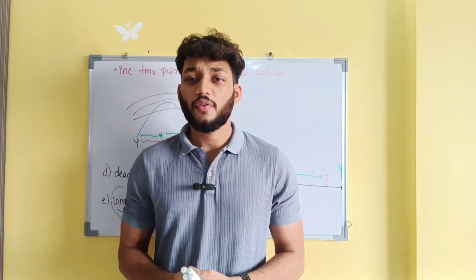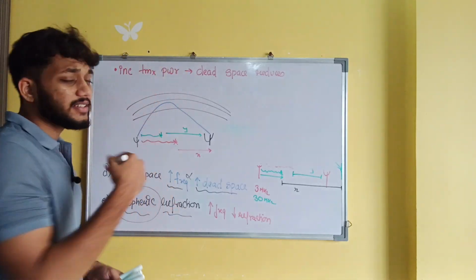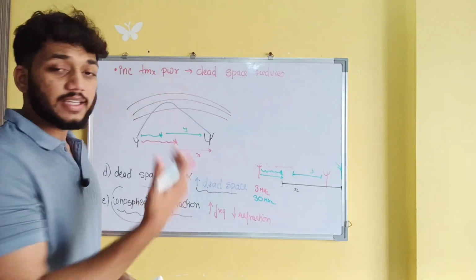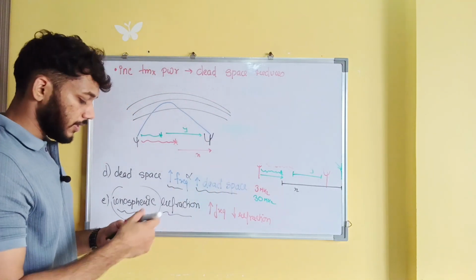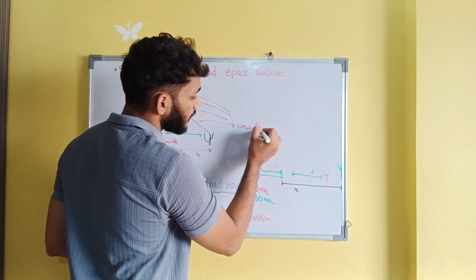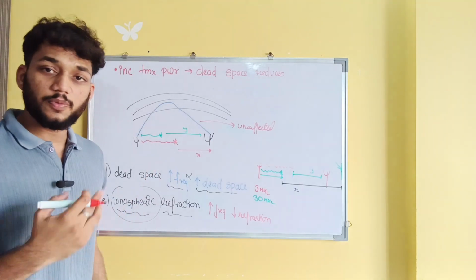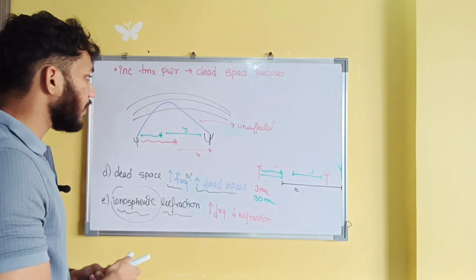So now before moving forward, there is one more point which is very important to remember, which is increase in transmission power. What happens to our dead space? So if we increase our transmission power, our dead space reduces. Now let us see how. So basically sky wave is unaffected with a change in transmission power. So our skip distance would be same irrespective of us increasing or decreasing our transmission power.